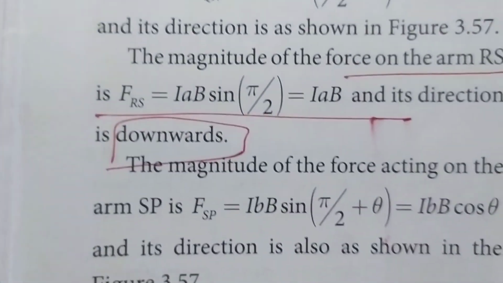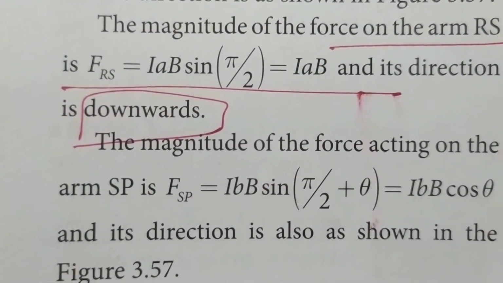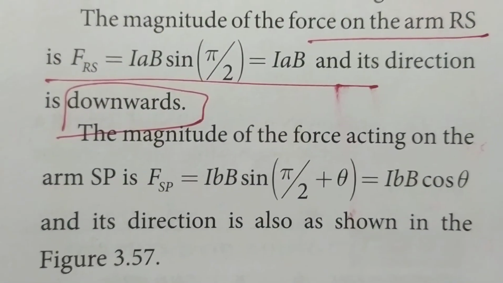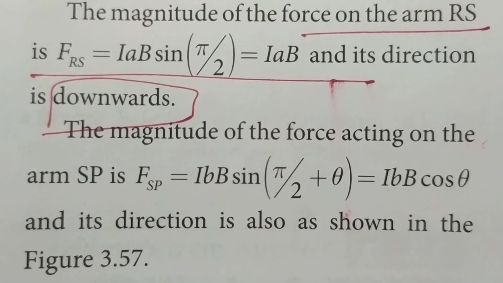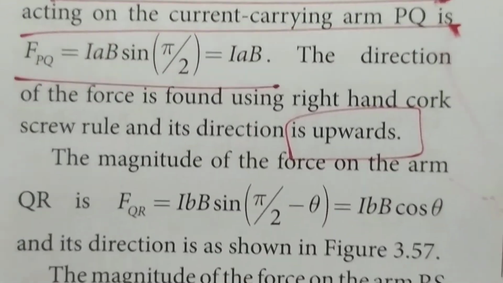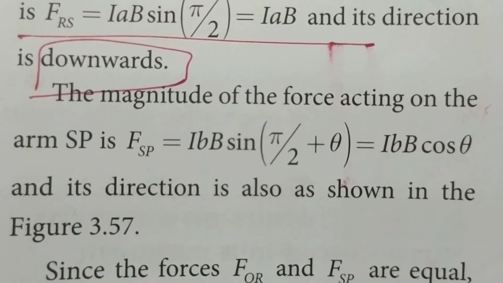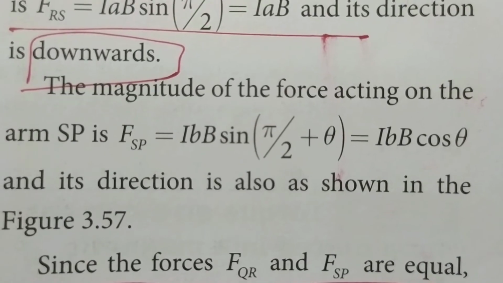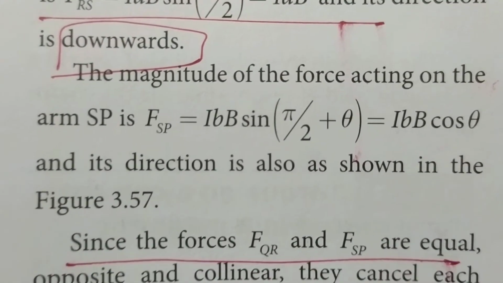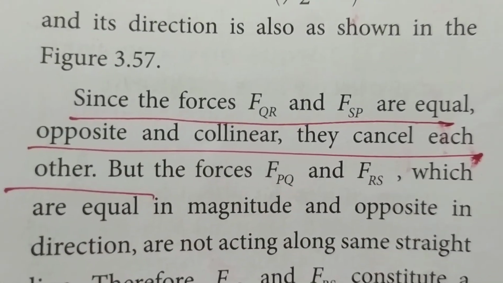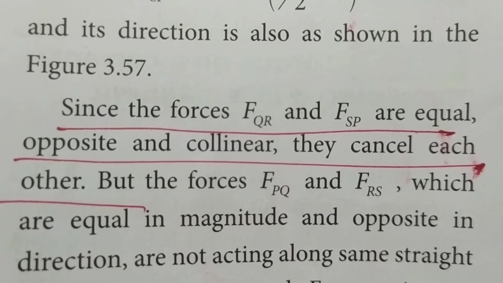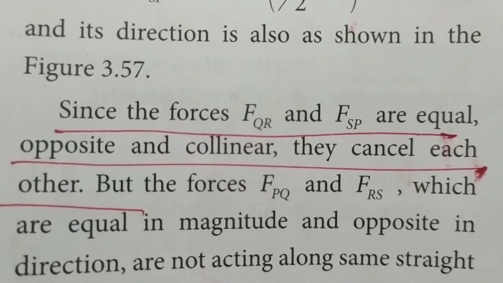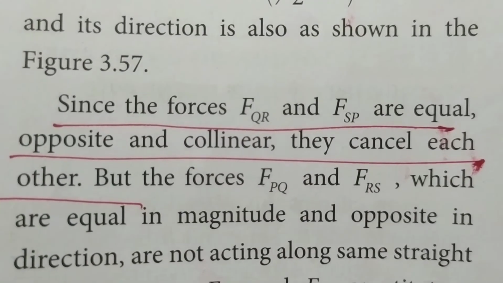And so when you see for the third case, for the fourth case, FSP is equal to IBB sin pi by 2 plus theta, because here you have the angle as pi by 2 minus theta, and for this arm it is pi by 2 plus theta, so it will be IBB cos theta. And so here, as I have already told you, FQR and FSP are equal, opposite and collinear, because they act in the same line, so they cancel each other.